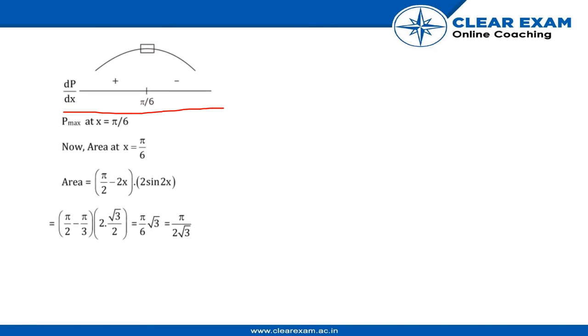Now area at x equals π/6. Area equals (π/2 minus 2x) into 2 sin 2x, which equals (π/2 minus π/3) into 2 into root 3 by 2, which is equal to π/(2 root 3).